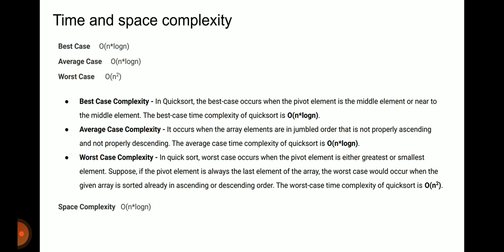Average case complexity occurs when the array elements are in jumbled order, that is, not properly ascending or not properly descending. In the worst case, the pivot element is either the greatest or smallest element. Suppose the pivot element is always the last element of the array, the worst case would occur when the given array is already sorted in ascending or descending order. The worst case time complexity of quicksort is big O of n square, and the space complexity of quicksort is big O of n log n.